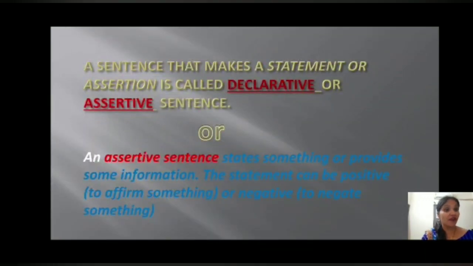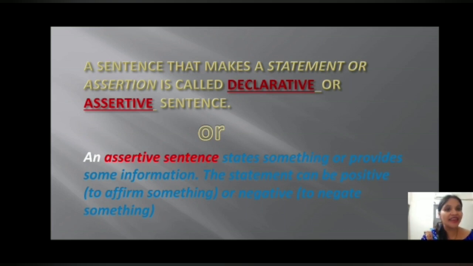So our first sentence: a sentence that makes a statement or assertion is called a declarative or assertive sentence. It is also called a declarative sentence because it states or declares something. Another definition: an assertive sentence states something or provides some information.